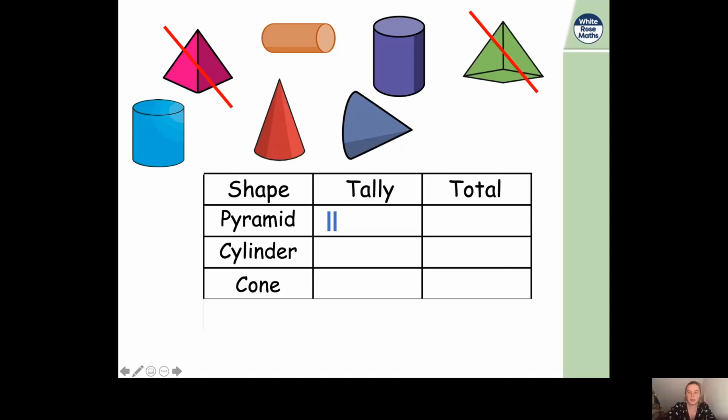Well, I can see there's a blue one here. Can you see it too that I've just crossed out? So that is our first cylinder. So well done if you spotted that. We can add it to our tally chart. Now, can we see any others?